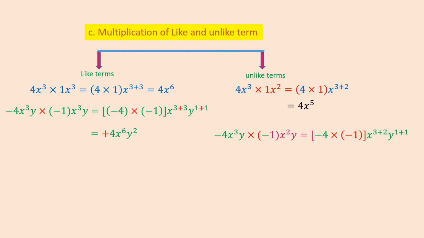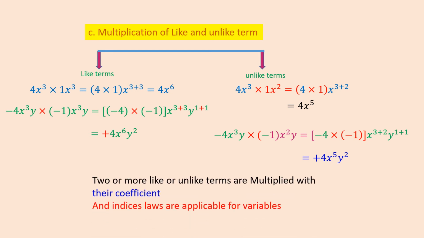Minus 4x cube y into minus 1x square y. See, the coefficients got multiplied and the variables' indices got added here. Though they have different indices, they have a multiplication sign between them, so the indices get added. So you get the answer as plus 4 x raised to 5 y square. Clear? So there is a rule: two or more like or unlike terms are multiplied with their coefficients, and the indices law is applicable for variables. So you can see if there is a multiplication sign, we add the indices.